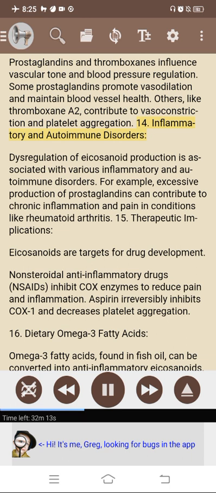14. Inflammatory and autoimmune disorders. Dysregulation of eicosanoid production is associated with various inflammatory and autoimmune disorders. For example, excessive production of prostaglandins can contribute to chronic inflammation and pain in conditions like rheumatoid arthritis.